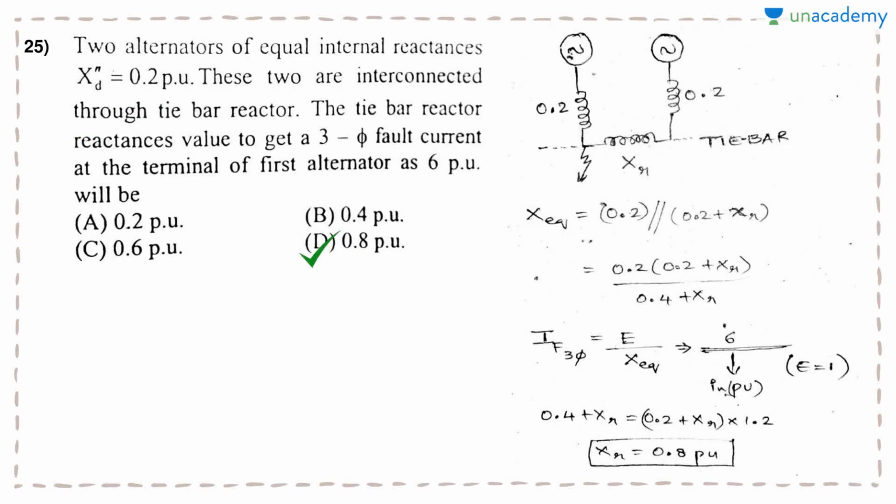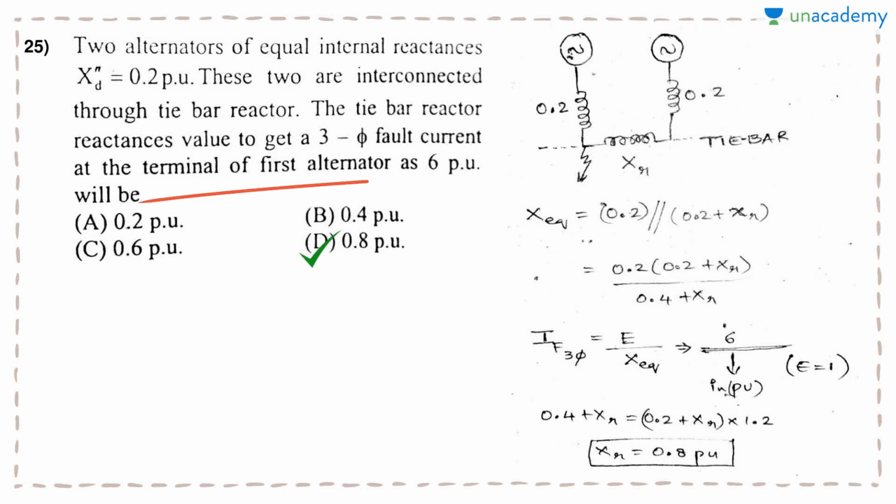Now let's see another question. The two alternators of equal internal reactances 0.2 per unit are interconnected through a tie bar reactor. So we have two alternators, and these two are connected through a tie bar reactor. What should be the tie bar reactor reactance value to get a three-phase fault current of 6 per unit at the terminal of the first alternator?